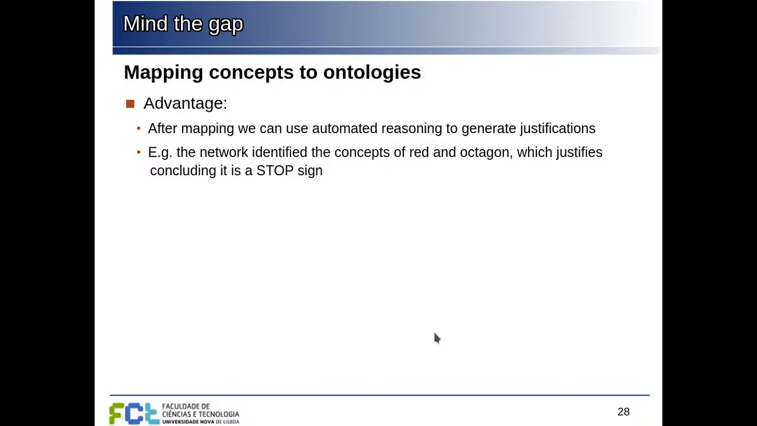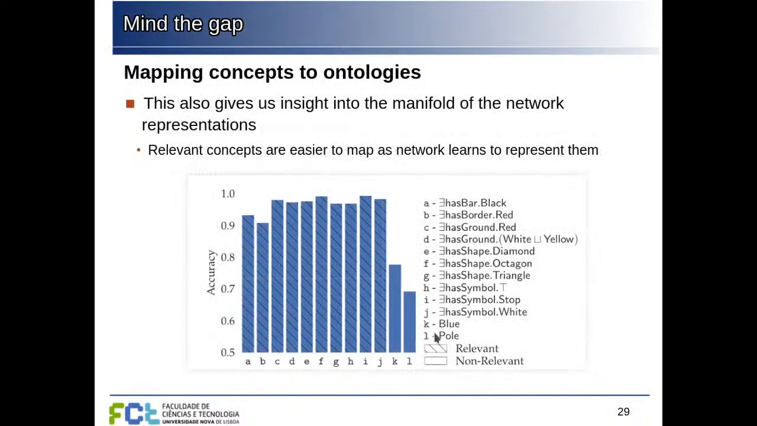Mapping into the ontology would give us now access to all the automated reasoning tools that already exist in logic and in symbolic AI. This also allows us to have some insight into how the network works in general. So we don't need to just look at particular examples. We can see which kind of concepts are easy to map from the network to the ontology and which concepts are not. And these will be in general for all examples, because we are not looking at specific examples. We are examining the architecture of the network.